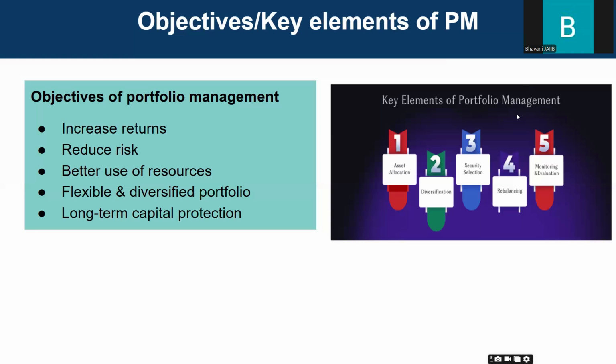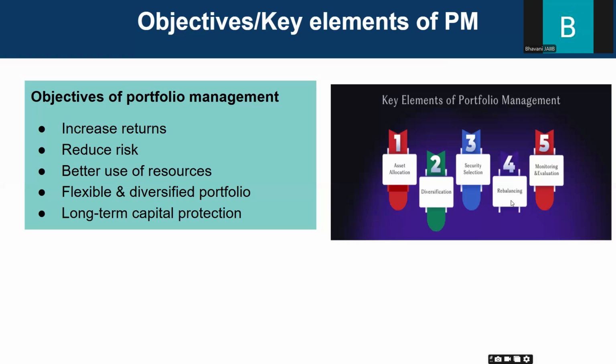So, the key elements of portfolio management include asset allocation. That is, how much in equity, how much in debt, how much in gold, etc. So this is asset allocation. How much are you allocating in each asset? Diversification, not putting all money in one asset. We are only looking at a few of the key elements here. So this is asset allocation, diversification, and rebalancing.